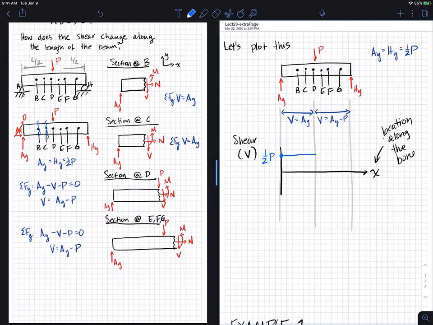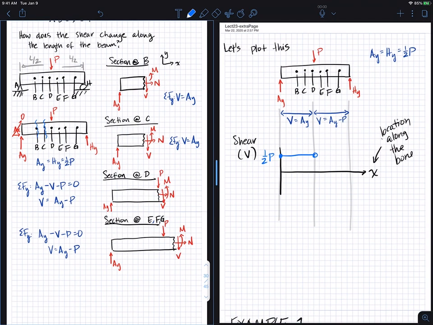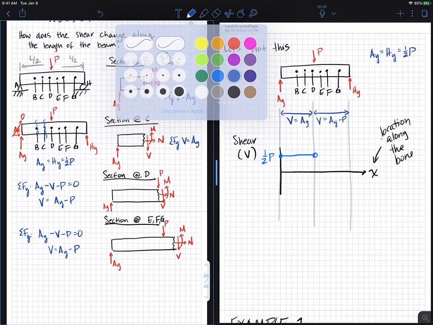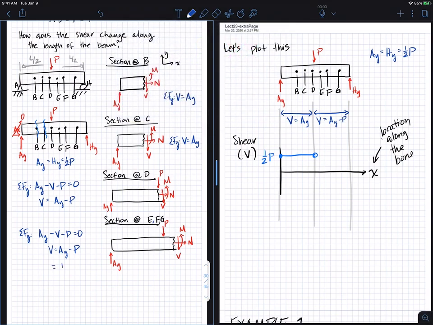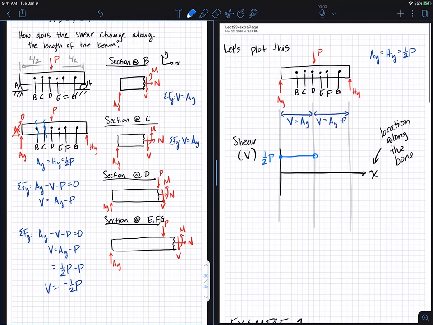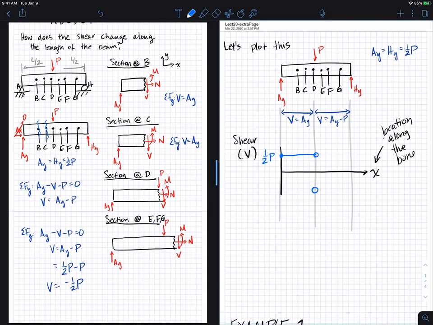And that's going to be true until we get to this point. And at this point, we have a big discontinuity. And what happens? Shear now is equal to AY minus P, right? So if I solve this, I know this is 1/2 P minus P, so shear is actually negative. And so I can draw that discontinuity drop on the right here, like so. And then after that, this is going to be the case for E, F, and G, right? And so this is now our shear diagram for this beam.